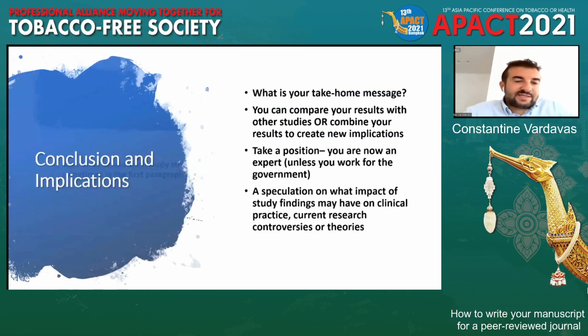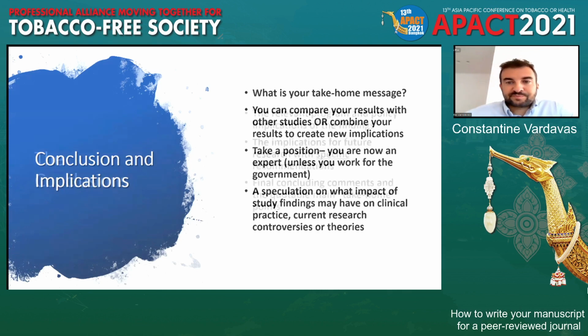Now, the last part of the manuscript is the conclusions and implications, the last paragraph, and this is your take-home message. You may have a speculation on the impact of your study findings and what it may have on clinical practice and current research. So this is a conclusion. But remember, when writing a conclusion, you take a position and you bring forward your position, but you don't want to be over-ambitious in your conclusions.